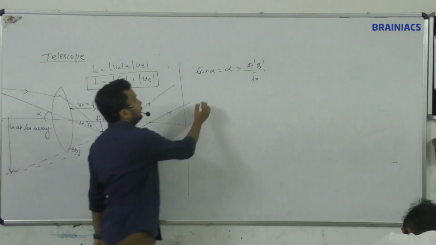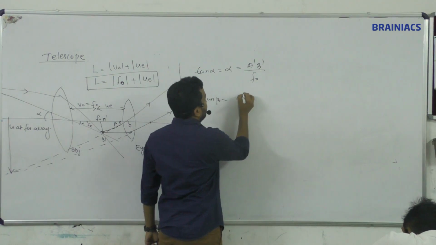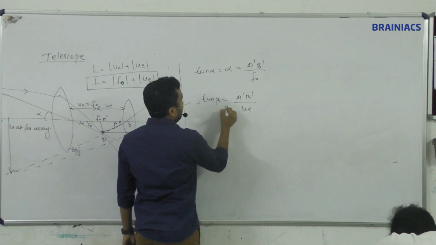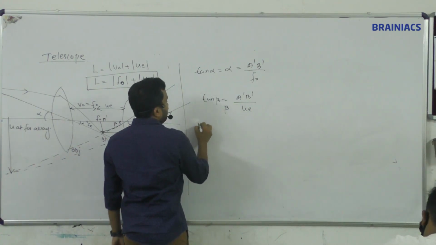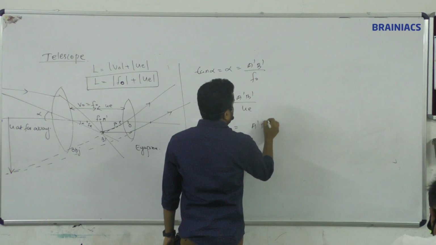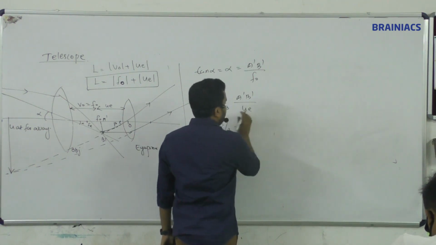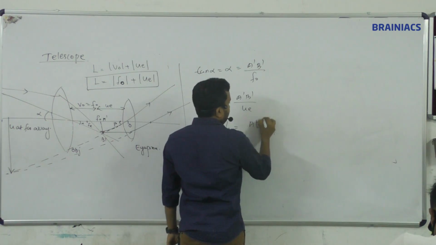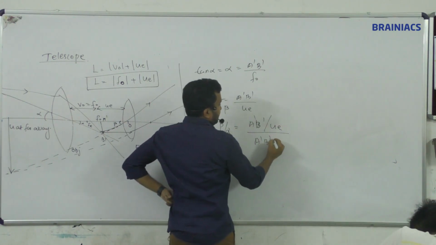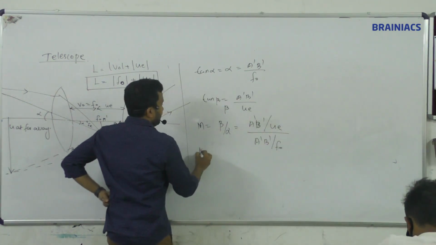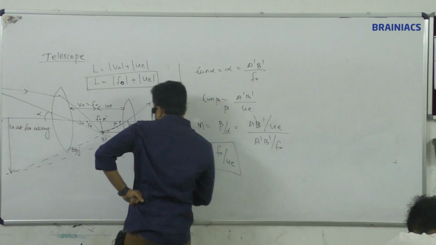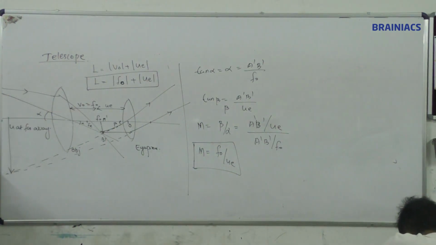Tan beta equal to A dash B dash divided by UE. Good. I know magnification M equal to beta by alpha, which is equal to A dash B dash divided by UE, whole divided by A dash B dash divided by F naught. So magnification equal to F naught by UE, general equation, important. Telescope questions will come.